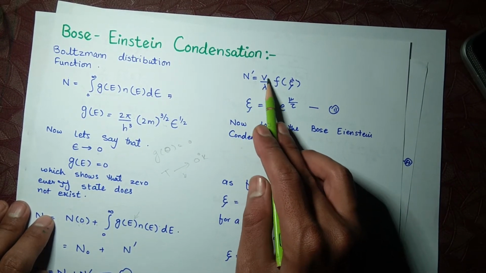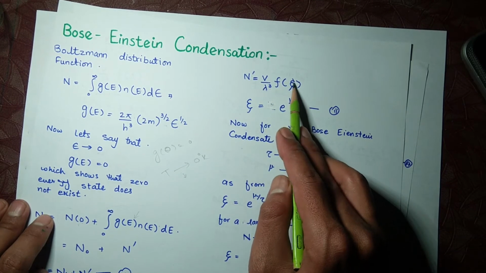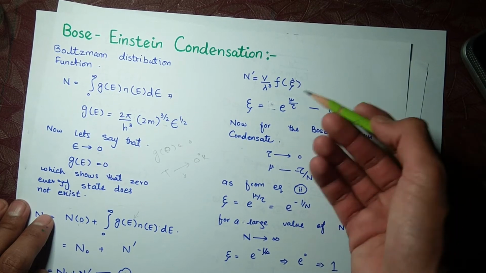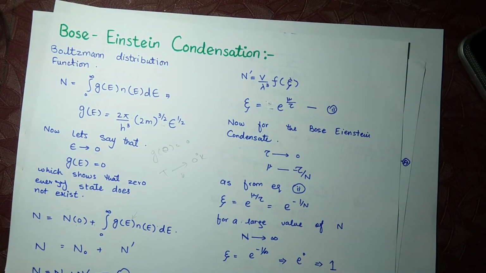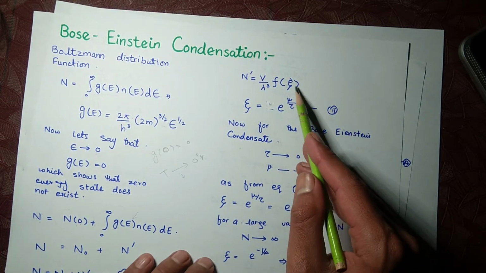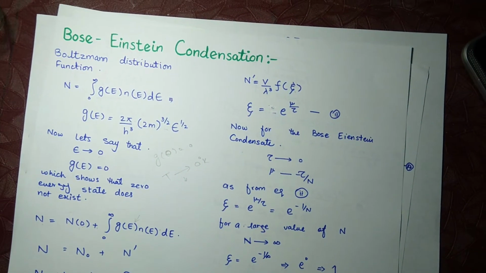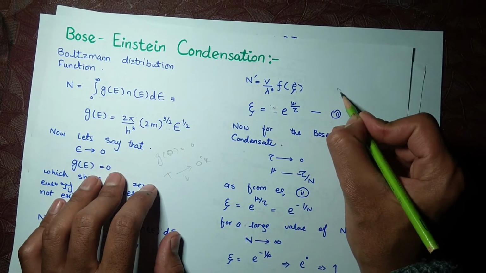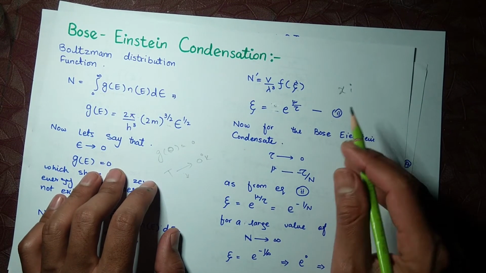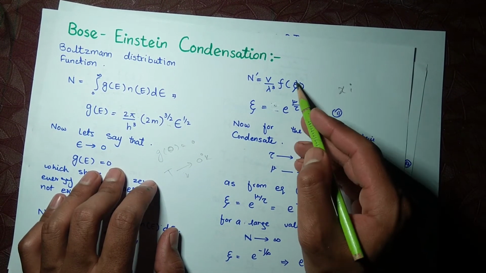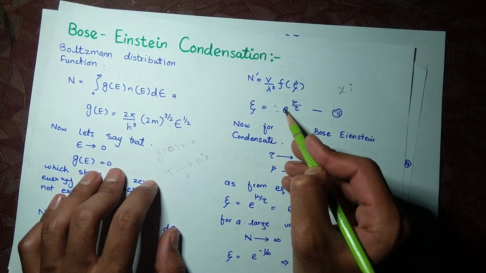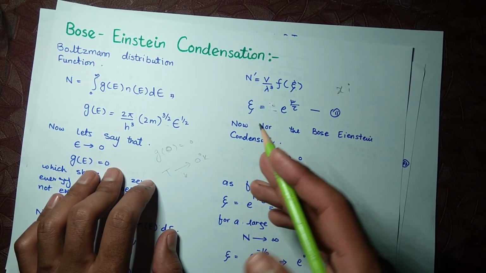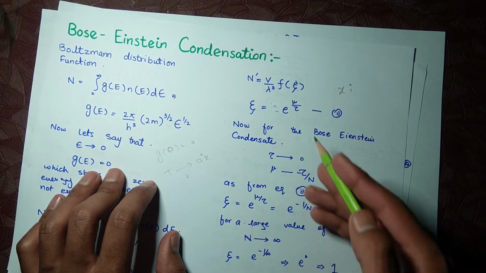So N prime is equal to V over lambda cube times f of this symbol. I don't know what this symbol is called, so let me check. Okay, I've searched and this function is called xi. The value of this function xi is equal to exponential mu over tau. This tau is equal to kBT when energy approaches 0, and mu is the chemical potential.